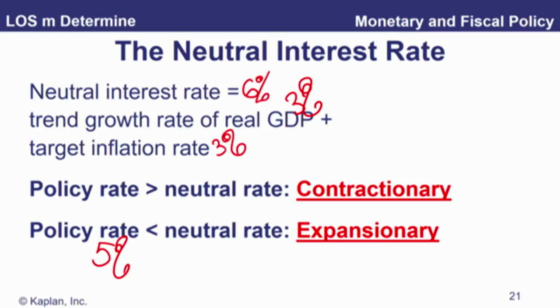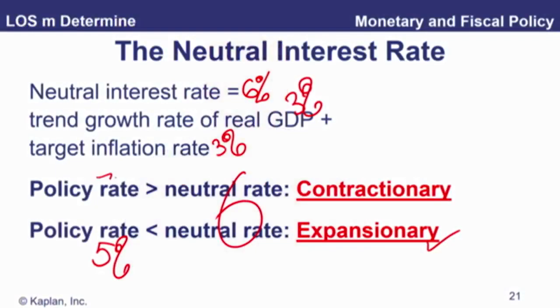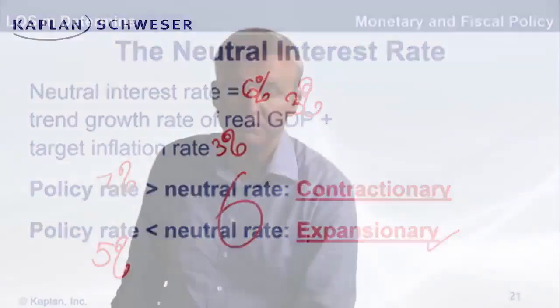Now, if we observed a policy rate of only 5 and the neutral is 6, well, their interest rate is below the interest rate that they think would just keep the economy on track. If they're bringing it down lower, they are trying to kickstart the economy. That's expansionary. If, on the other hand, we observed 7, they're keeping interest rates higher than the neutral rate, the rate that would not impact the economy. Therefore, that would be contractionary. So I certainly think you could be asked just to compare and contrast a couple of numbers in there.